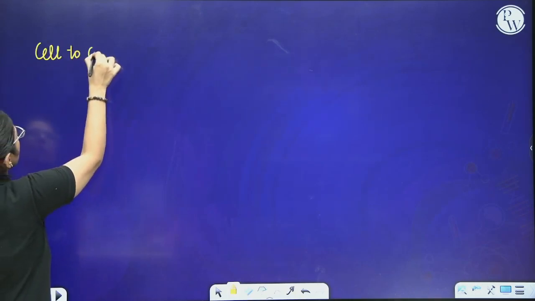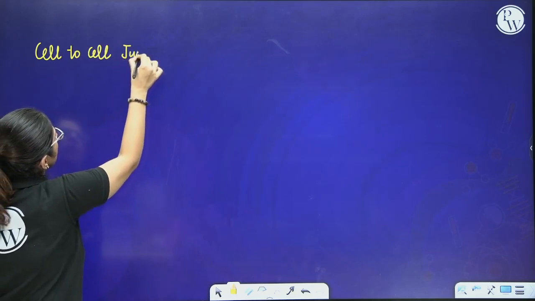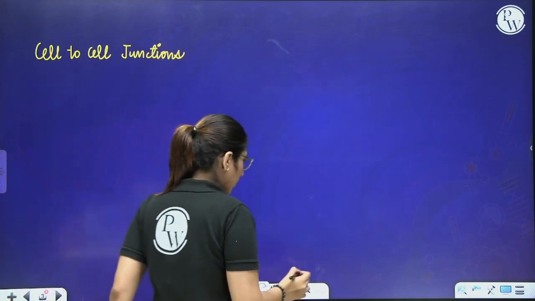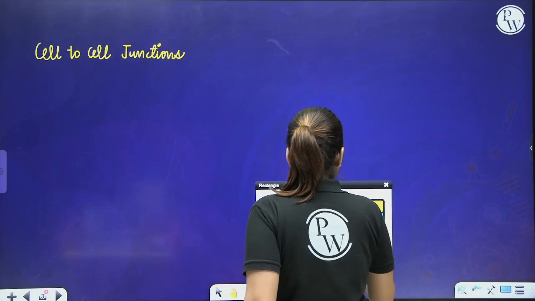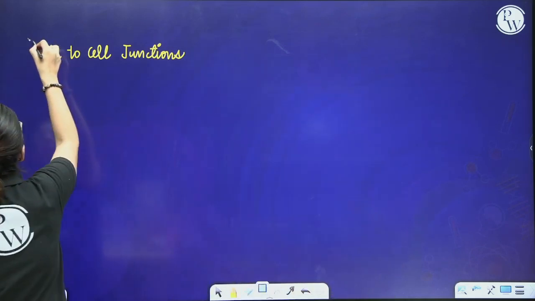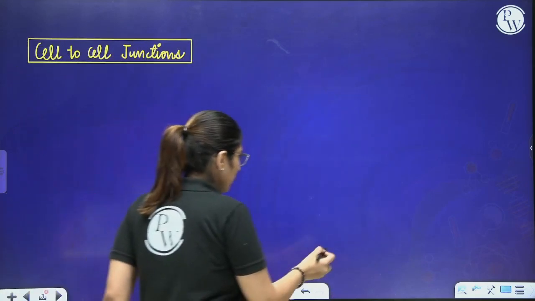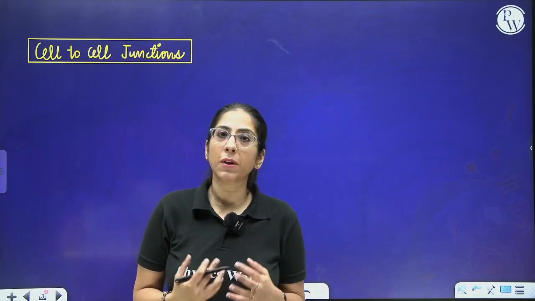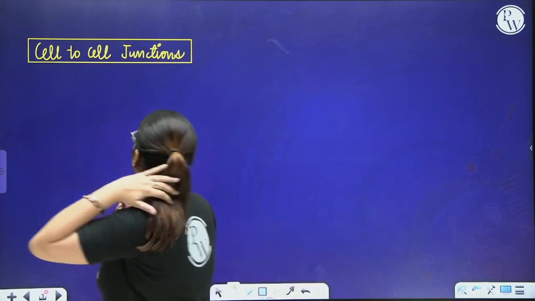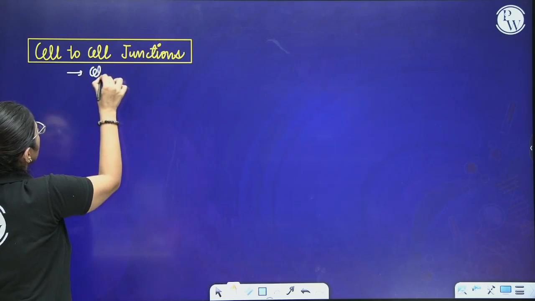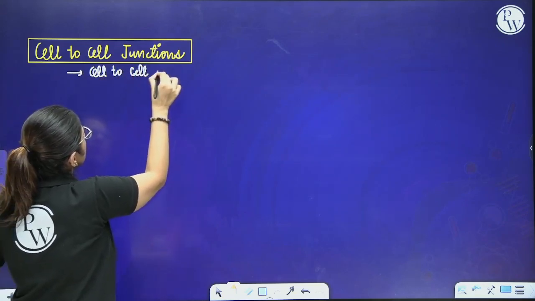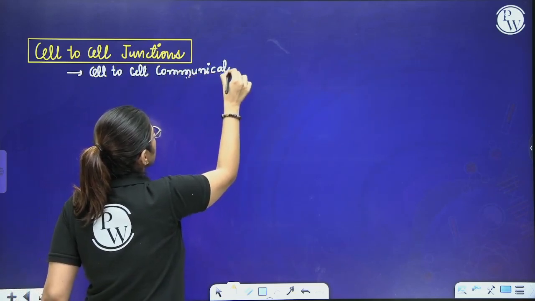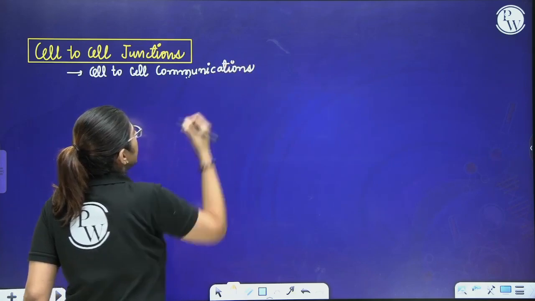Cell to cell junctions. Now, what are these cell to cell junctions? They are those junctions which basically help in communication. What do you mean by communication? Communication means they either keep the cells together or help in transport of molecules, etc. So, what is a function? It helps in cell to cell communication.